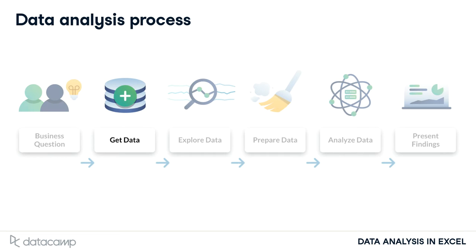Get the data. Once you know what you're trying to solve, you have to get the appropriate data. This could be a standalone data set like we will use in this course, or it could include connecting to a database. It's easy to store multiple data sets within one Excel workbook. Explore the data. Once you have the data, you need to get familiar with it. We will review some easy steps to do that in Excel.